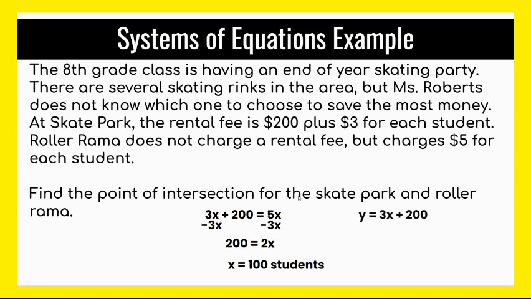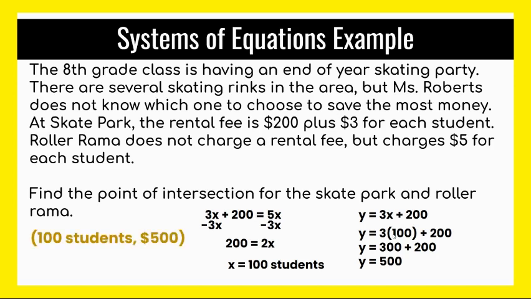Now I want to know what the y value is. So I'm going to go back to one of the original equations. This is the equation for Skate Park. You could have used the equation for Roller-Rama. I'm going to plug in 100 for x. So y is equal to 3 times 100, remember, the slope is always multiplied by x, plus 200. 3 times 100 is 300, plus 200 is 500. So the point of intersection is 100 students for $500.